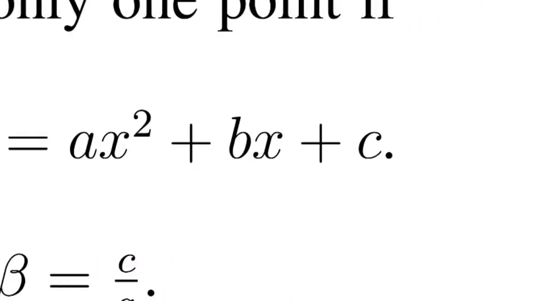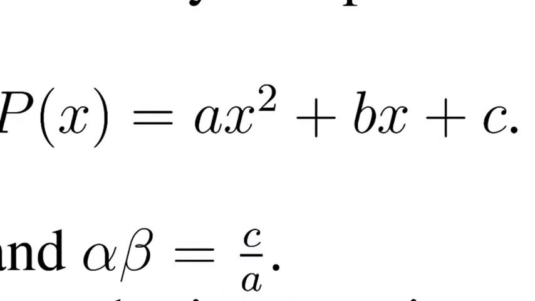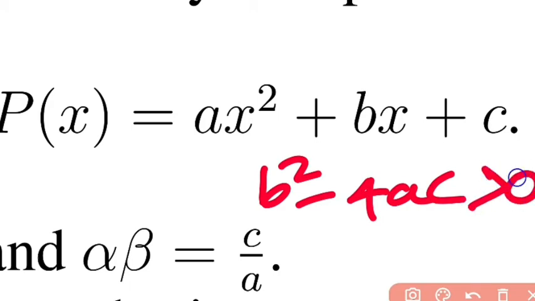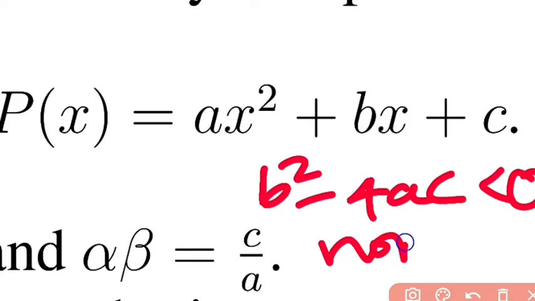If the general equation is p of x equal to ax square plus bx plus c, then the discriminant is b square minus 4ac. If this value is greater than 0, then the roots are real and distinct. Suppose it equals 0, then the roots are real and equal. Suppose it is less than 0, the roots are non-real, or not real. So this is called the discriminant.